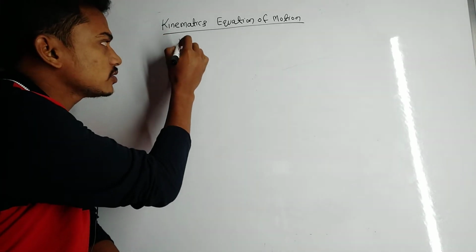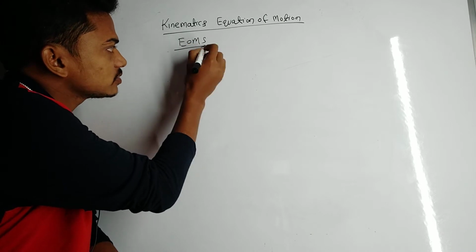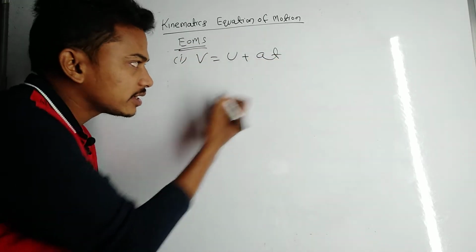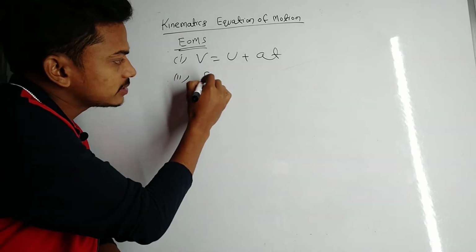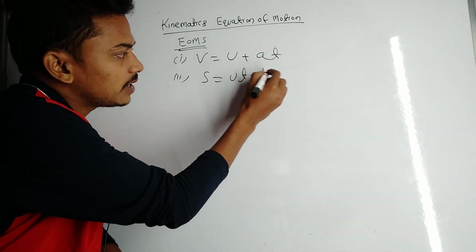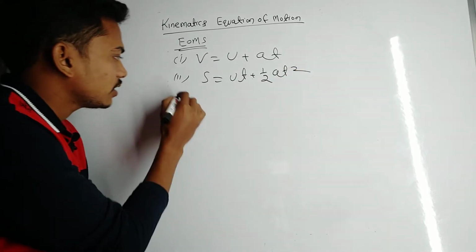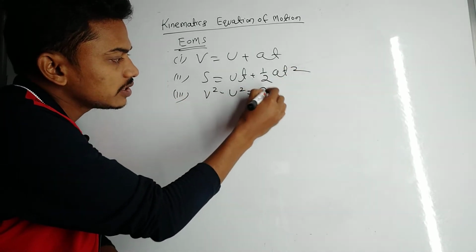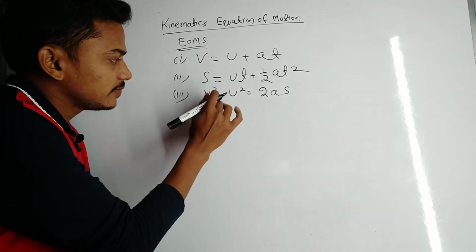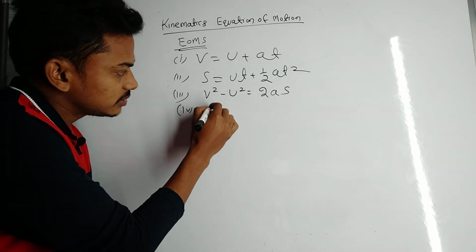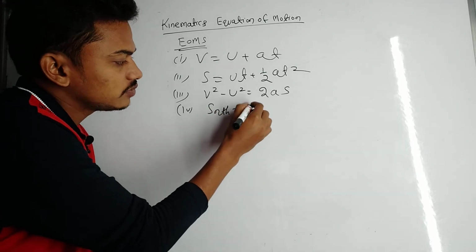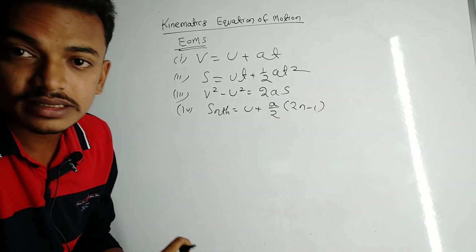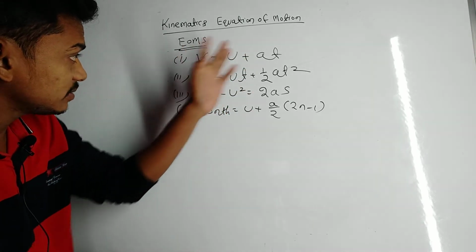Today we will discuss the kinematic equations of motion. The kinematic equations of motion are: first, v equals u plus at; second, s equals ut plus half at squared; third, v squared minus u squared equals 2as; and fourth, s nth equals u plus a by 2 into (2n minus 1).